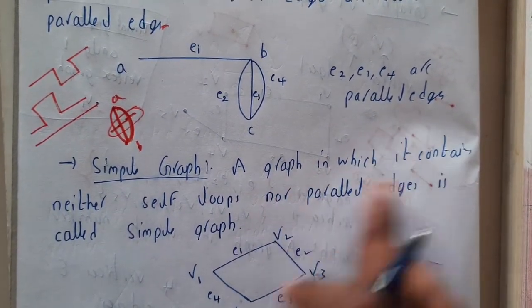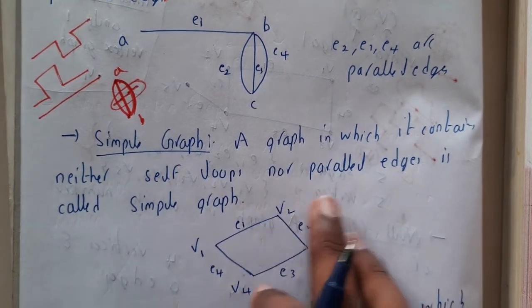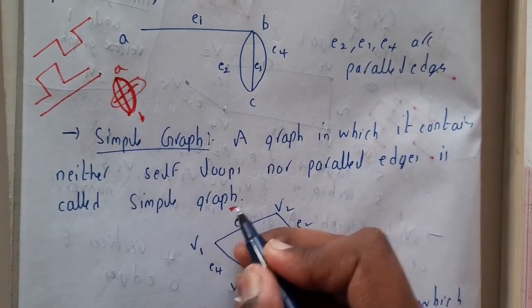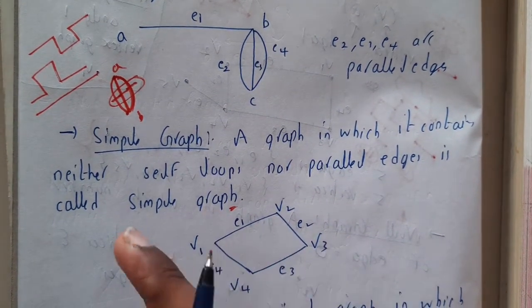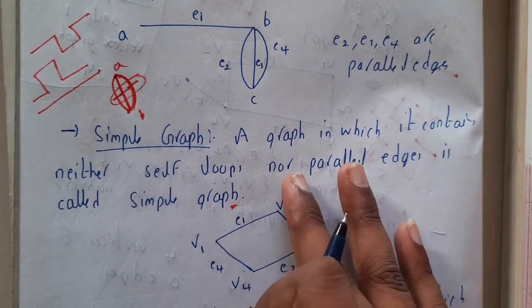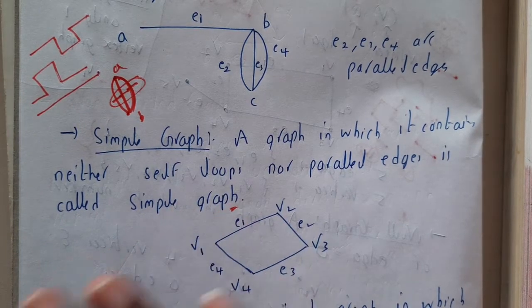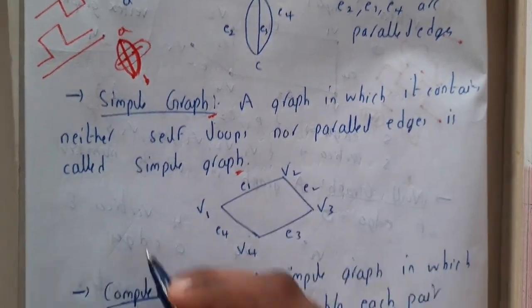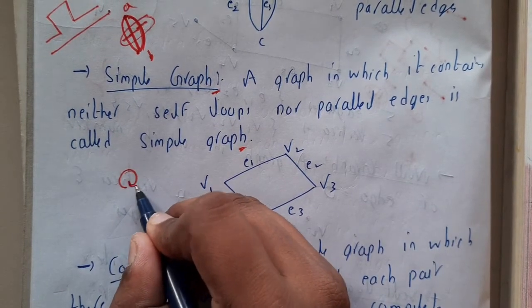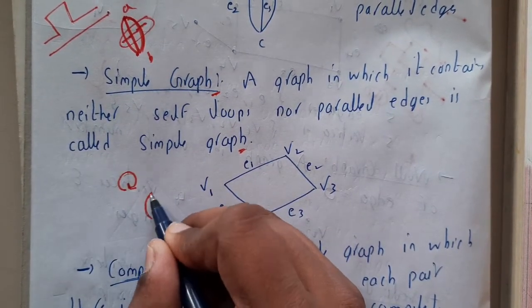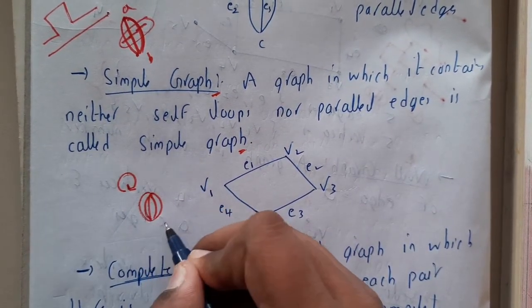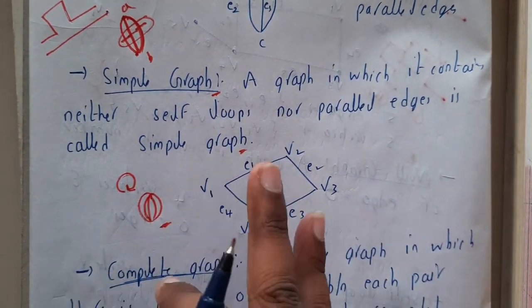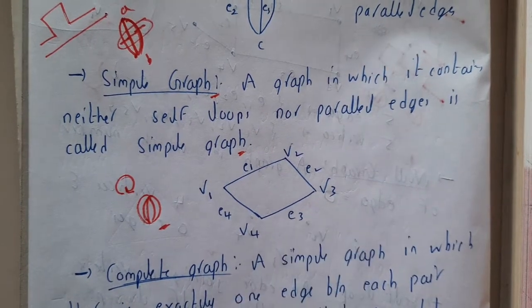A graph which contains neither a self loop nor a parallel edge is called a simple graph. In most situations, the question will say that to do some particular algorithm, the graph should be simple. He'll just give you that statement, right? So basically a simple graph has no self loops and no parallel edges. After removing those parallel edges as well as self loops, you will end up with a simple graph. Got it?